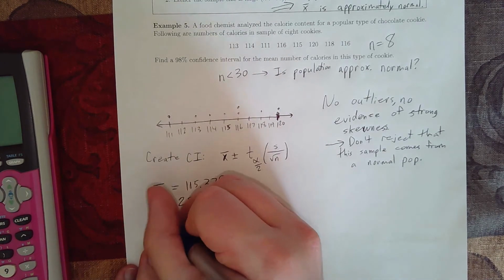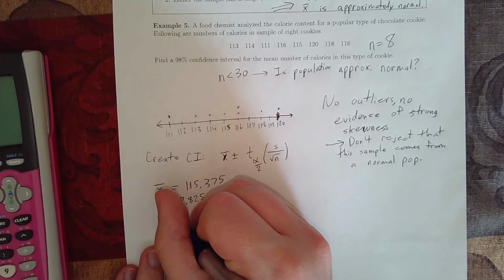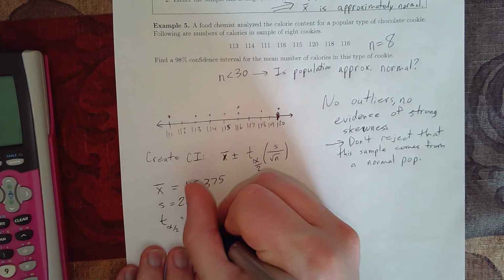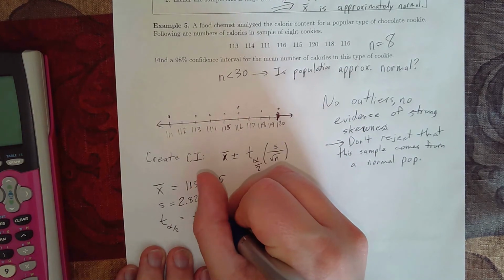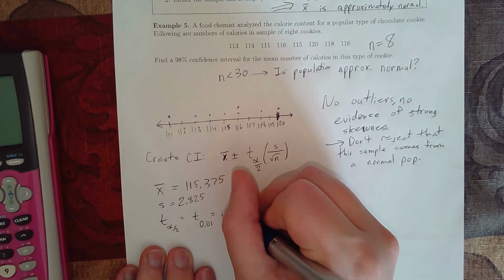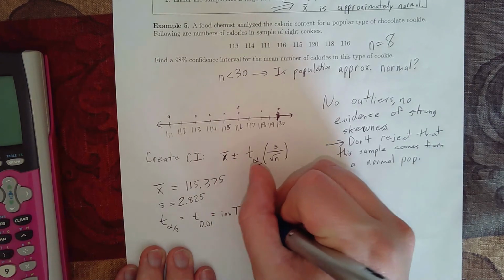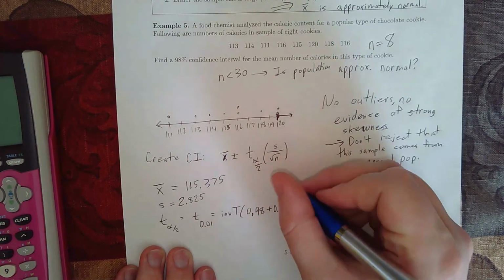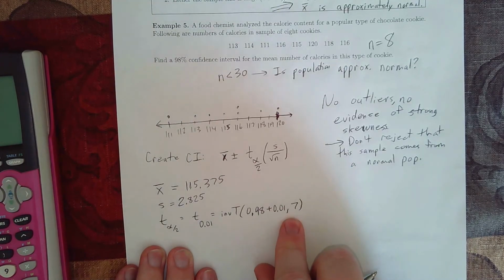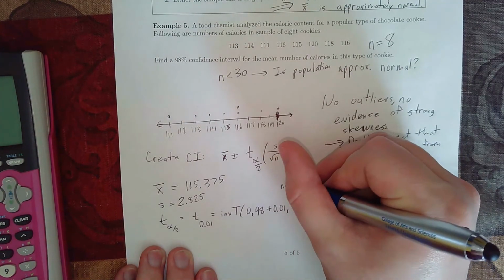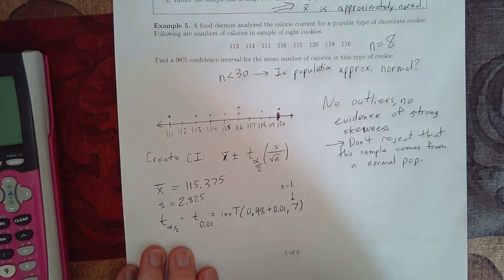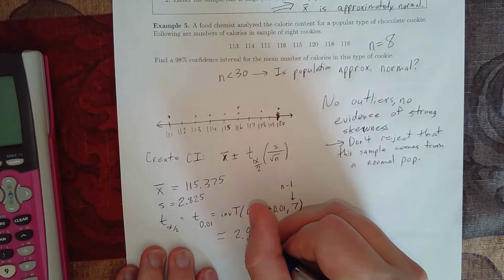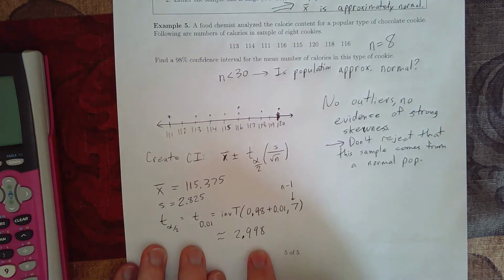And we're looking for t sub alpha over 2. Because we have a 98% confidence level, this alpha over 2 will be 0.01. We'll find this by taking the inverse t of 0.98 plus 0.01, and our degrees of freedom will be 7, because it is n minus 1, our sample size minus 1. And so here we'll end up getting approximately 2.998.